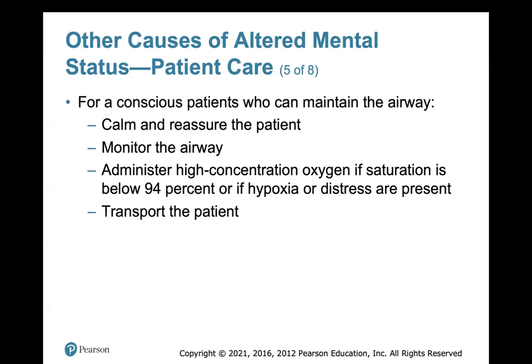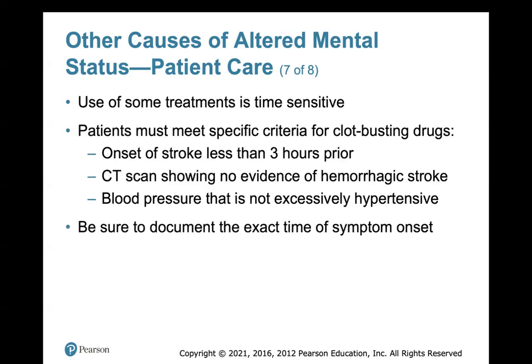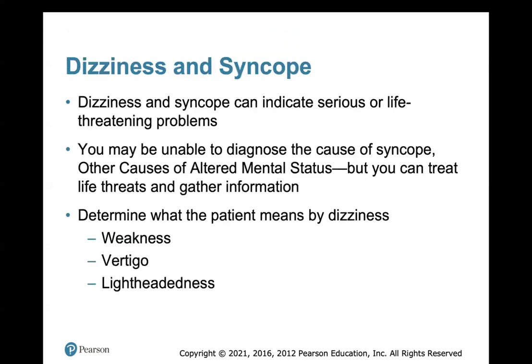If the patient's conscious and can maintain their airway, calm and reassure them, monitor their airway, administer high concentration oxygen if they're below 94%, or if they're hypoxic or the patient is in distress, and then transport rapidly. If the patient's unconscious or cannot maintain their own airway, open their airway, provide oxygen, artificial ventilation if necessary, and then transport rapidly. Any questions about strokes or TIAs?